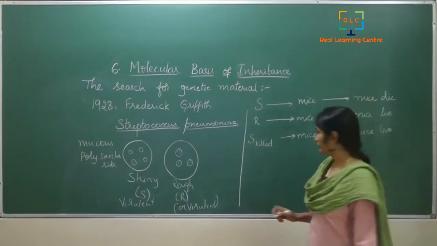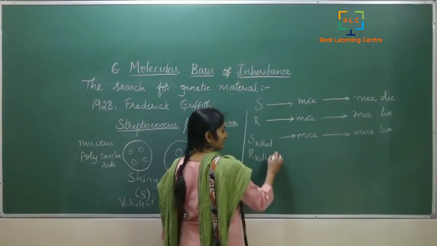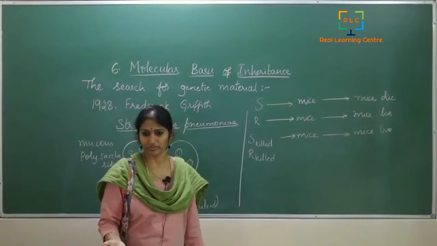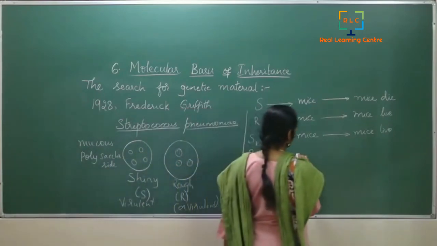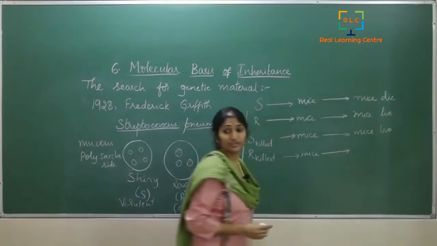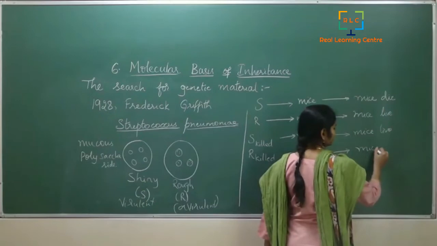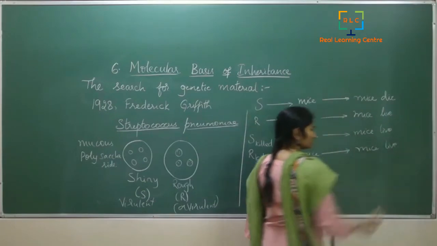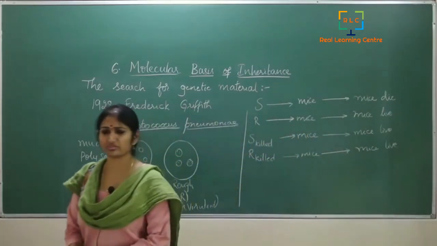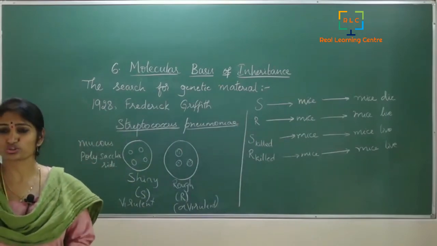Perfect sense, right? Now he took R also and killed it, and then injected it into the mice, and even then the mice lived. Pretty understandable, nothing much in this, right? But scientists won't stop at that.